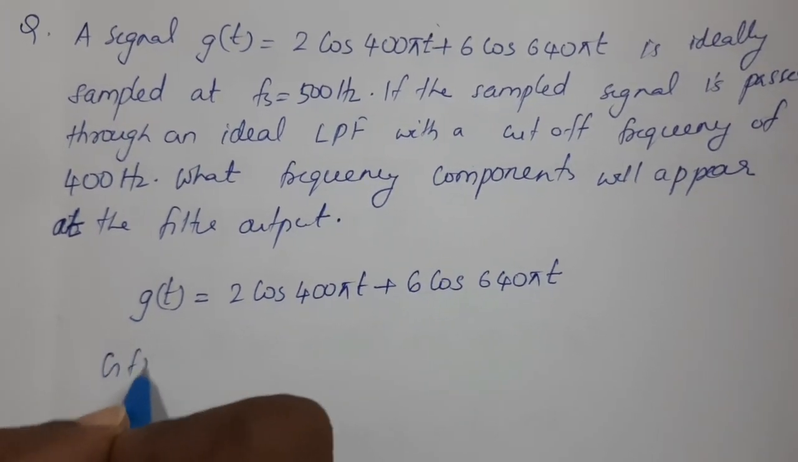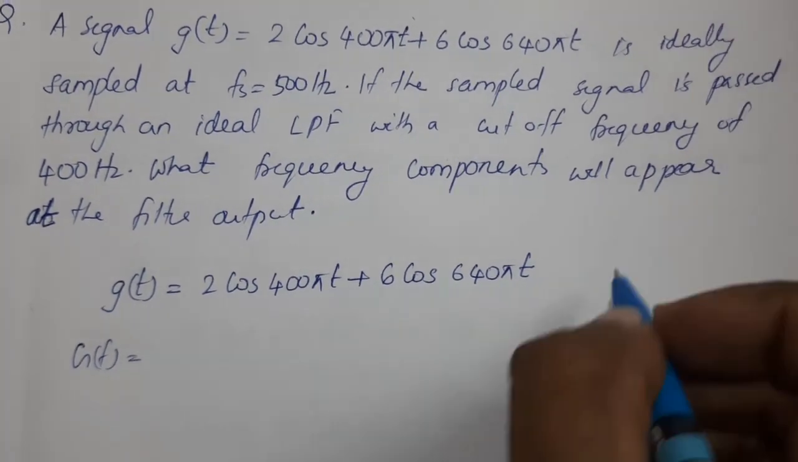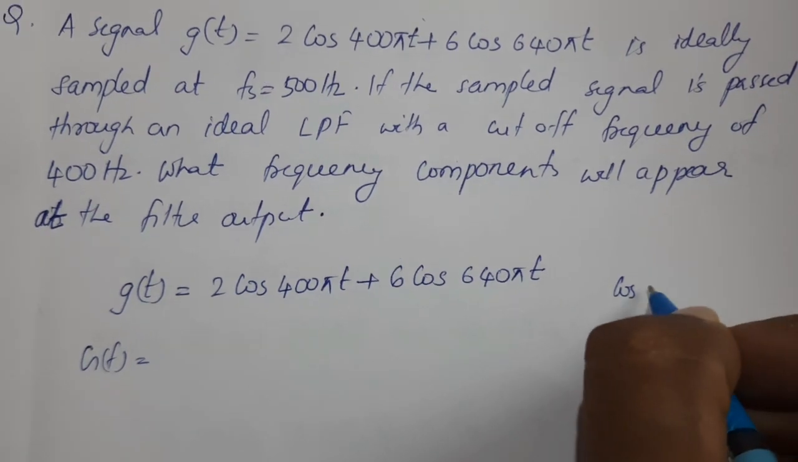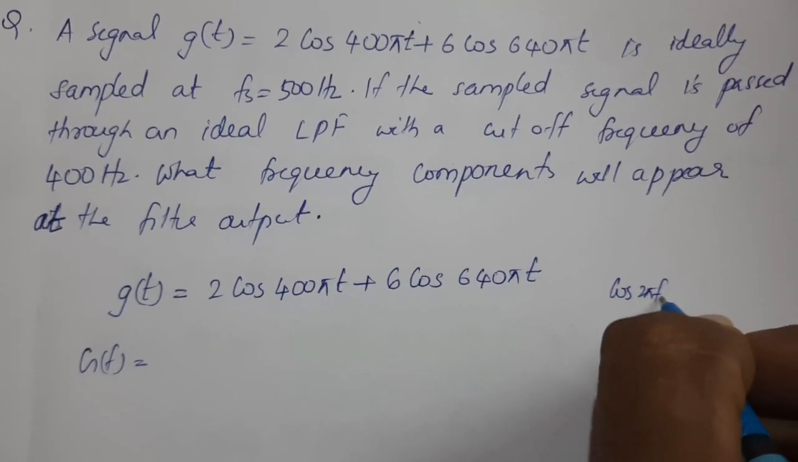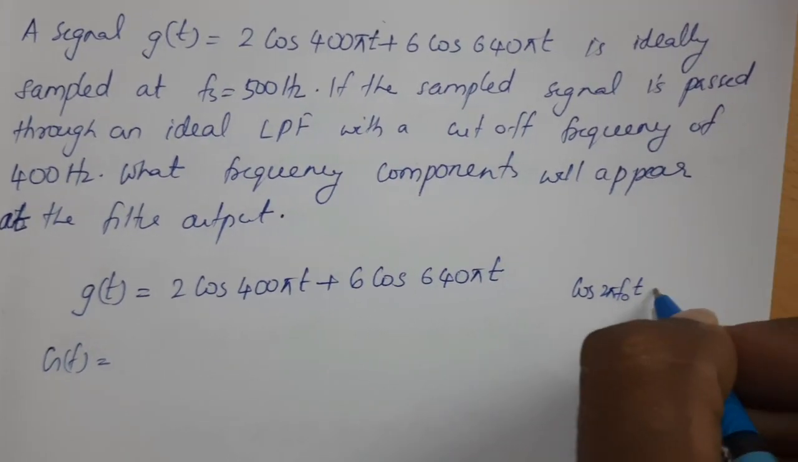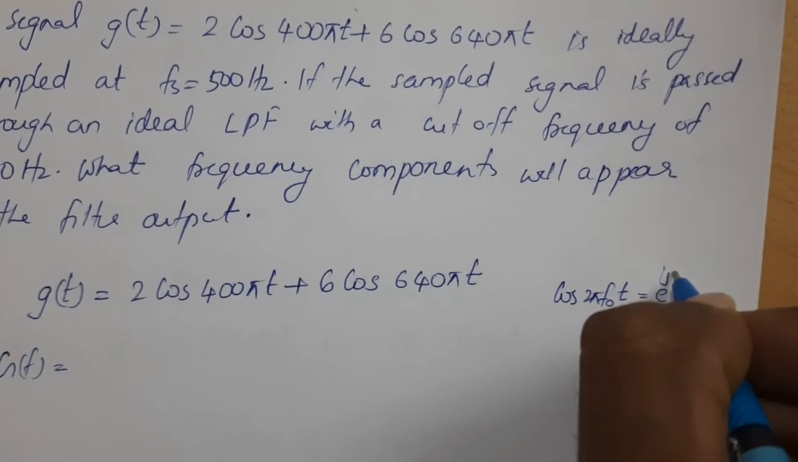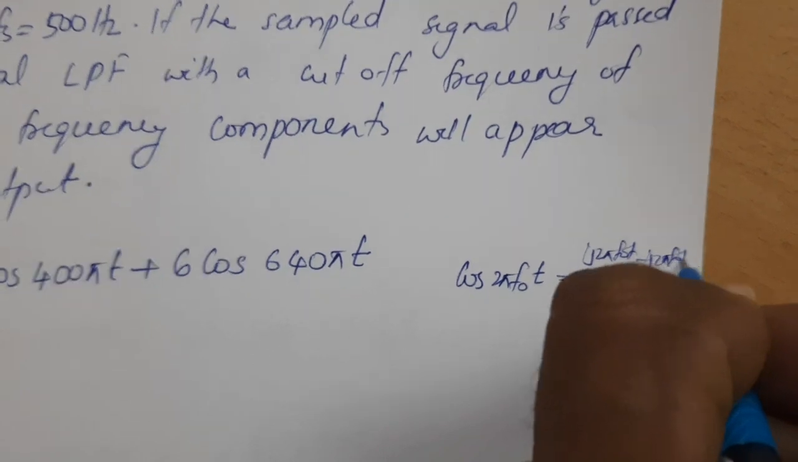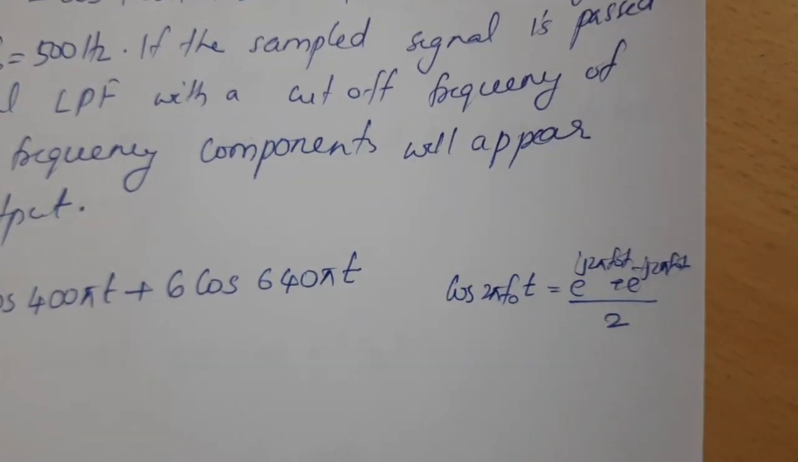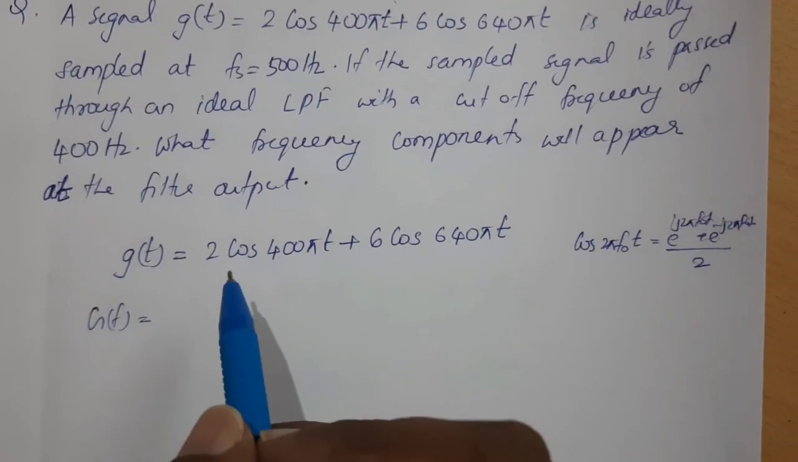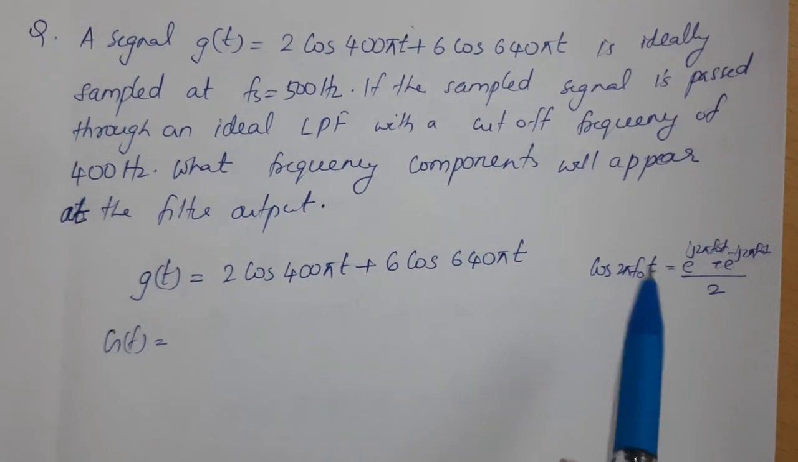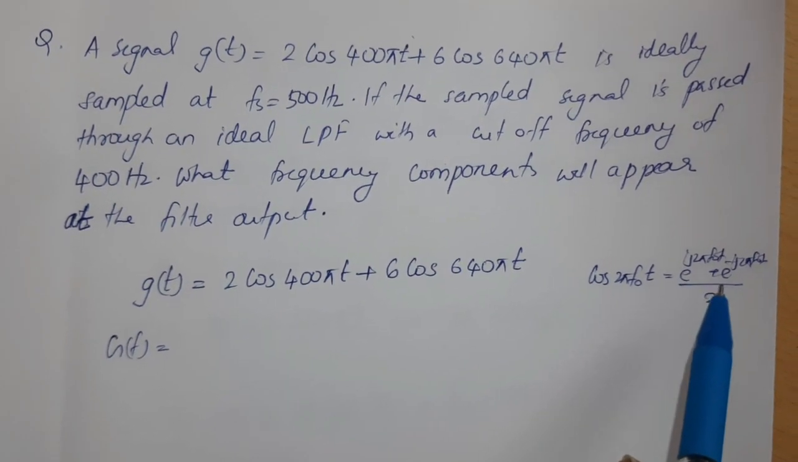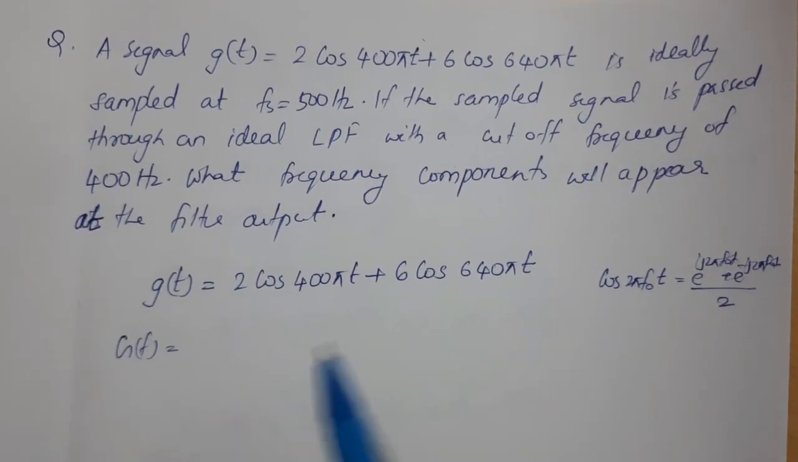That is, G(f) equal to, we know that cos(2πf0t) can be written as e^(j2πf0t) plus e^(-j2πf0t), divided by 2, right? So for each of these cosine components, you will get e^(j2πf0t) plus e^(-j2πf0t) components like that.